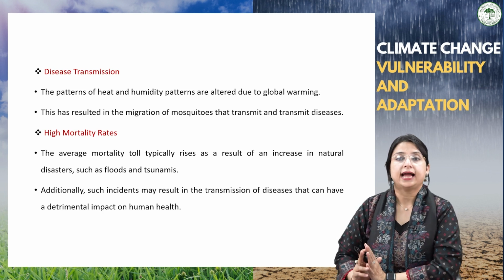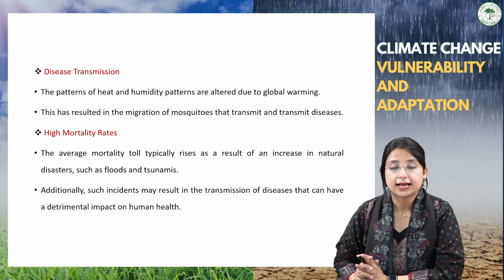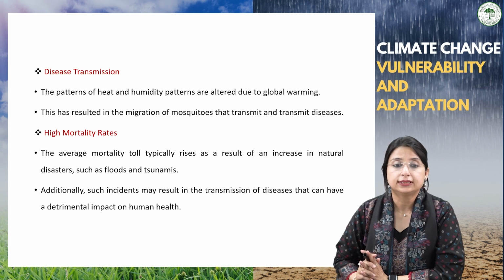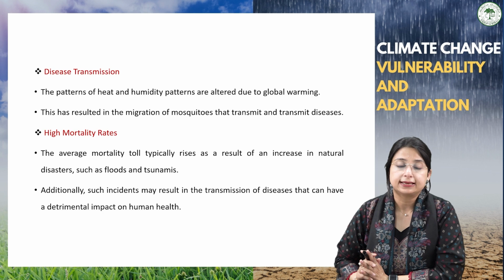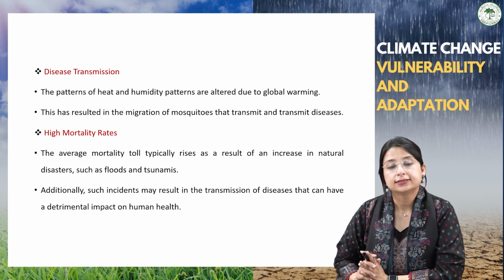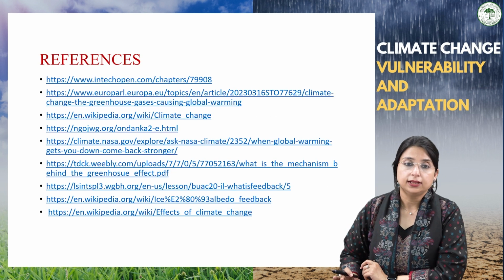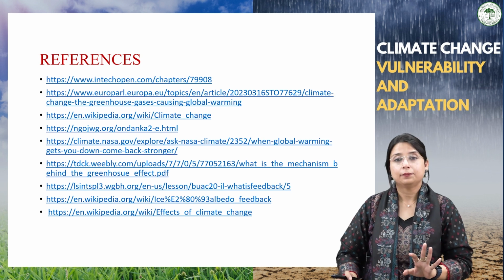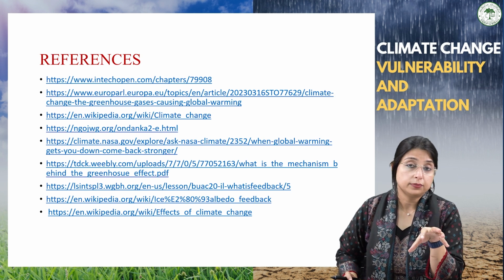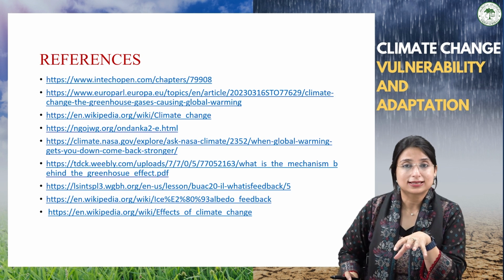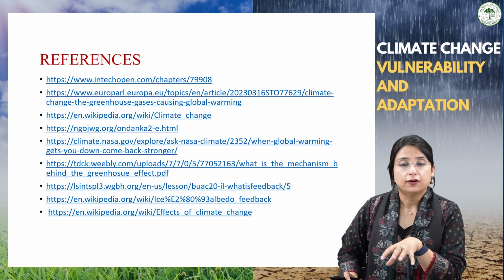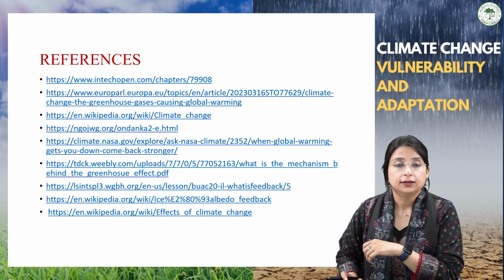The average mortality toll typically rises as a result of an increase in natural disasters like floods, hurricanes, tsunamis, etc. Additionally, such incidents may result in the transmission of diseases that can have a detrimental impact on human health. So these are a few of the impacts of global warming. There are more major impacts, but we are going to discuss them in our upcoming lectures.